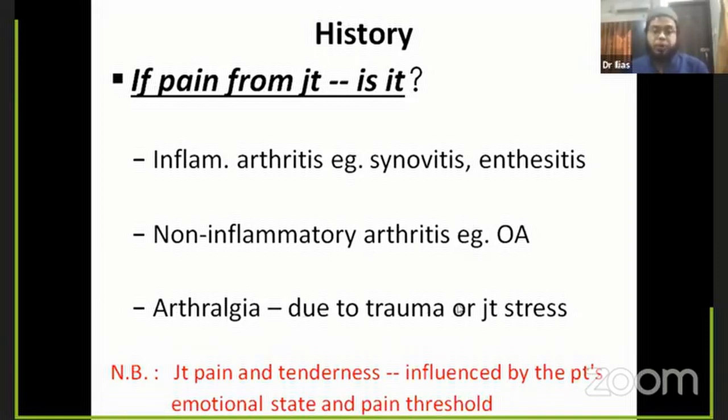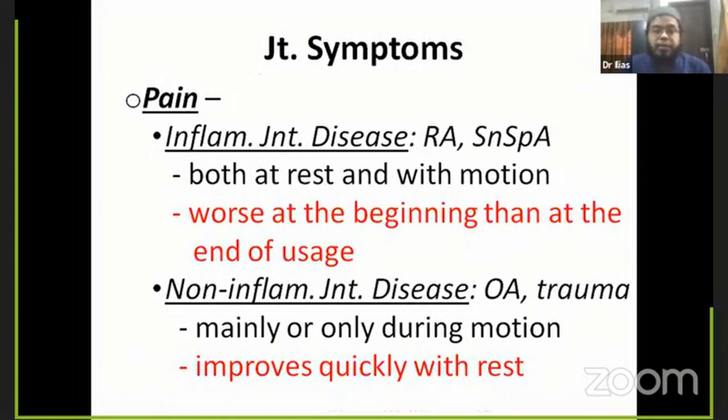So this is very important. Joint pain and tenderness will be influenced by the emotional state of the patient and the pain threshold. Okay, I'm going to the next slide.